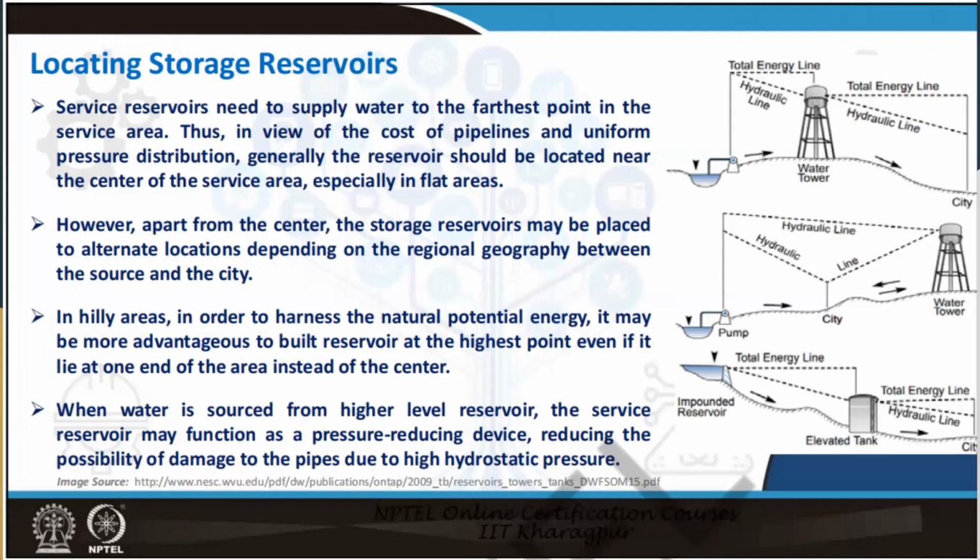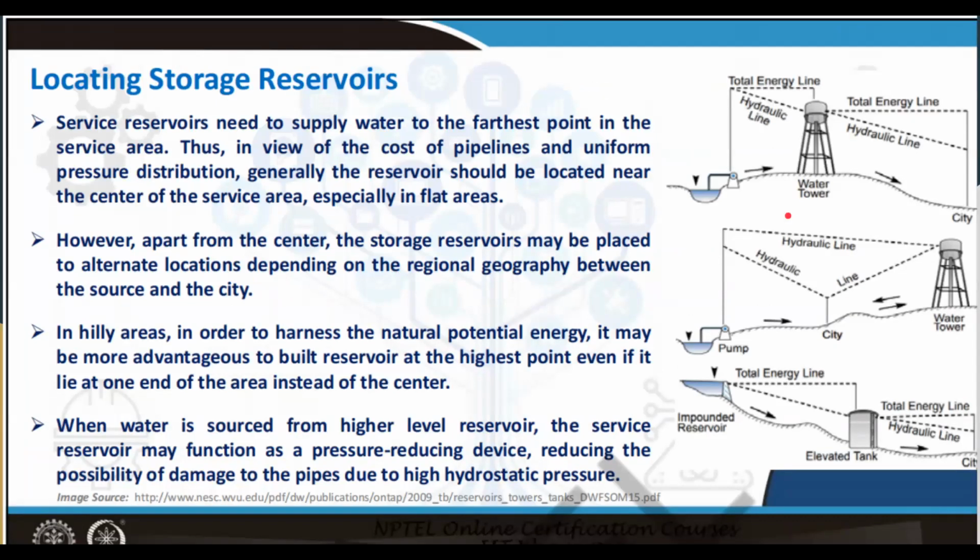If you look at this, there are 3 ways in which we can locate the reservoir. One is at the highest point. Another is at the center of the point of demand, which is the center from the source to the city. And third is below the impounded reservoir, that is, below a high level reservoir.